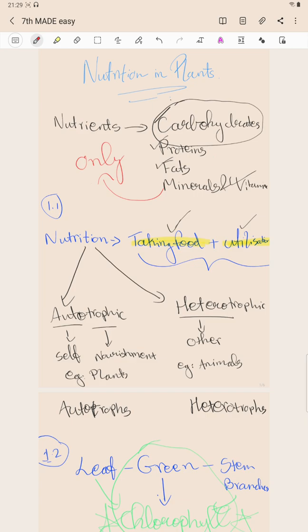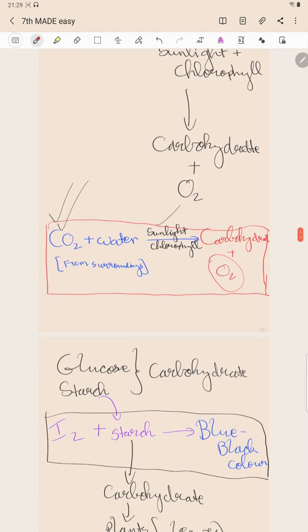So we learned yesterday that carbohydrates are prepared from carbon dioxide and water. Let's look at the equation. Carbon dioxide and water, in the presence of sunlight and chlorophyll, give carbohydrates, and oxygen is released. So this oxygen we can breathe.